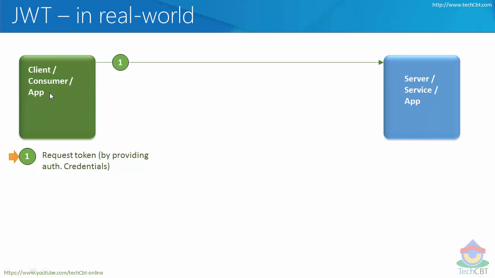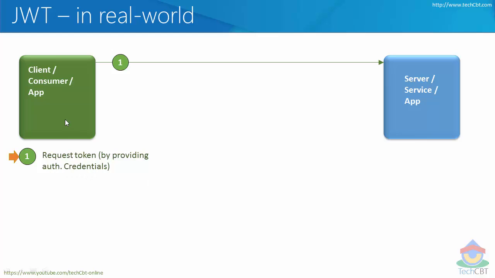So the first thing is that the client or the consumer is going to request a token from the server. Which means the client needs to authenticate itself to the service. Whenever it needs to authenticate to the service, to show it is a genuine consumer of the service, it needs to pass the respective authentication credentials.